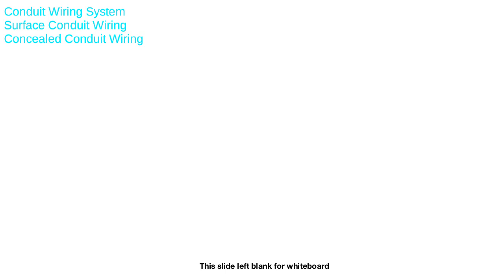So let us continue, saying that we have been doing the PVC trunking. And this is a common type of surface conduit, because you see these PVC trunkings are laid on the surface of the wall. So PVC trunkings are a common type of surface conduits.